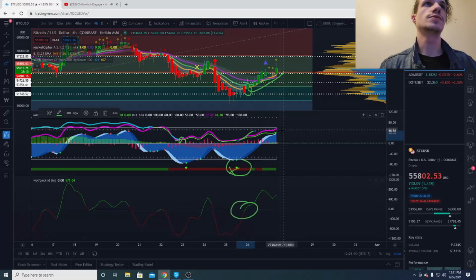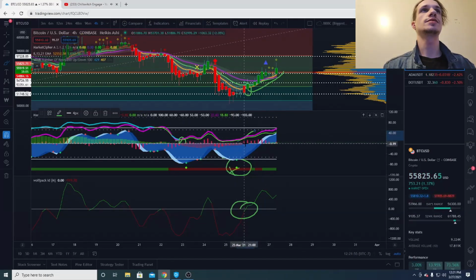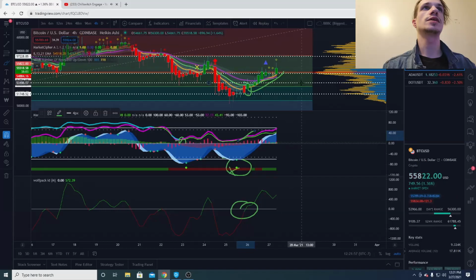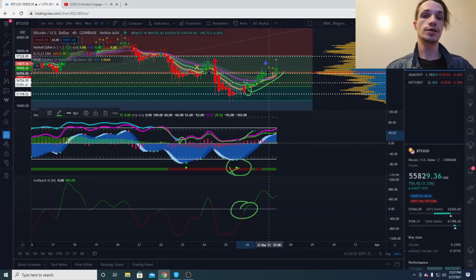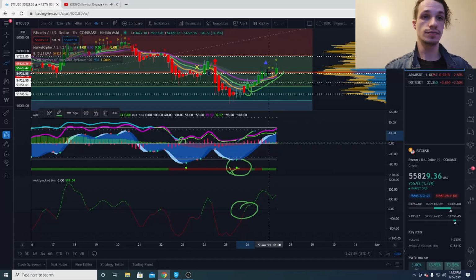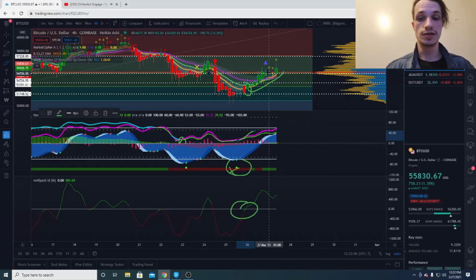Just for the fact that we are crawling up here, we are not at the start of your swing, and you're not at the end of your swing to take a short. It's in the middle, all right? So you generally don't want to take a trade while you're in the middle. That's just going to be you FOMOing in, and you just get wrecked, all right?